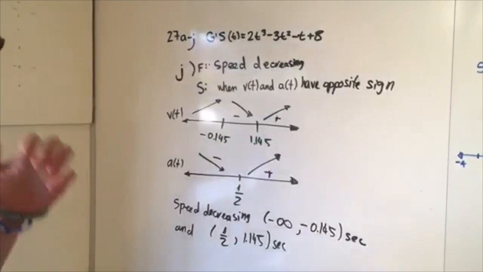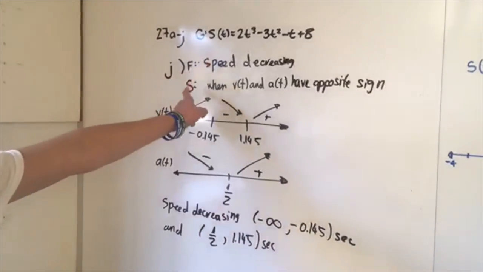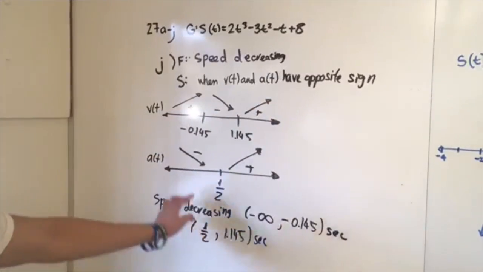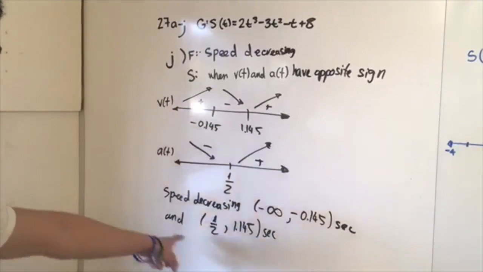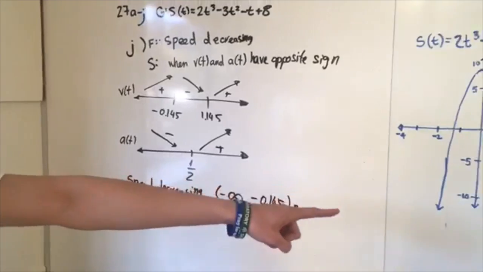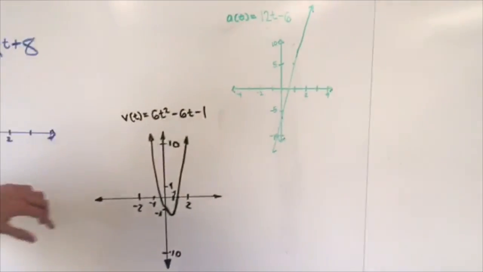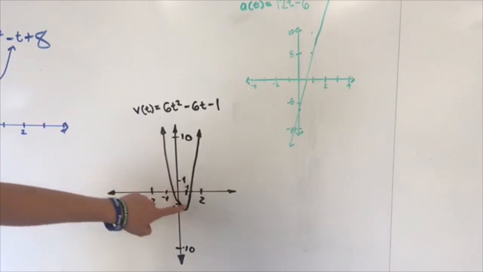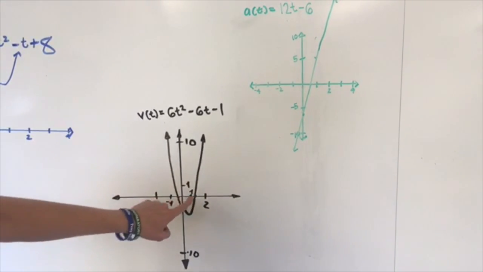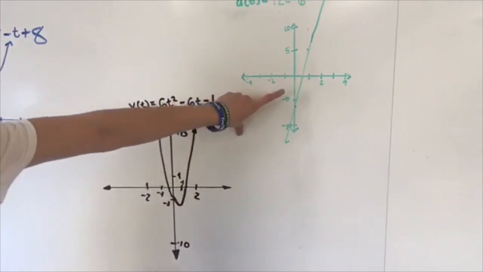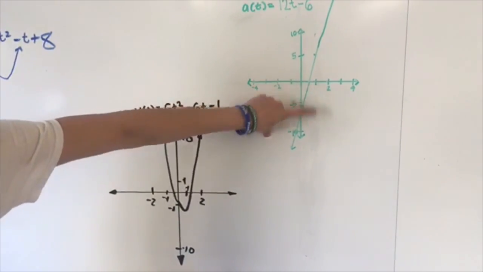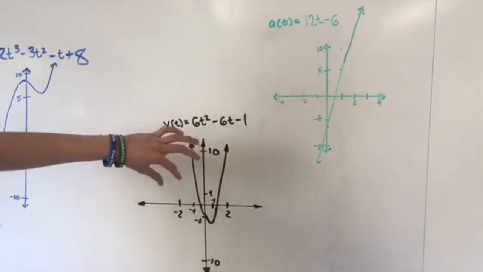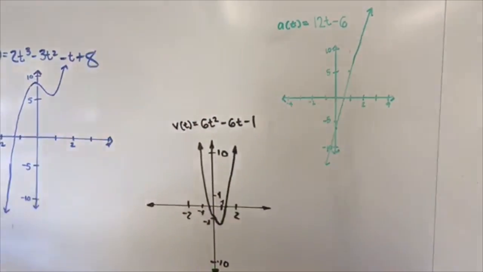Okay, so for this one, we have to find when the speed is decreasing, and speed decreases when v(t) and a(t) have opposite signs. We use the number line, and we got this answer. If you look over to the graphs, you're going to see that before this point, velocity is positive, and after this point it is positive, but in between those two it is negative. Acceleration before 1/2 is going to be negative, and after it is going to be positive. We just have to look for when they have opposite signs, and we find the answer.